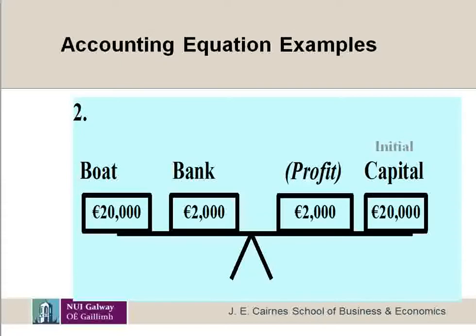So in the first month, he makes 2,000 euro in hire fees from the boat. So our bank account is going to increase by 2,000 euros. We have an additional asset. But we also have a profit. So our ownership interest is going to increase.